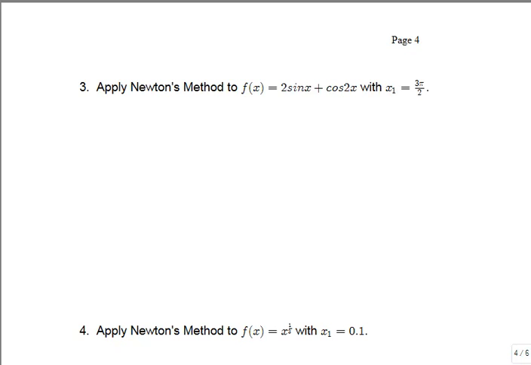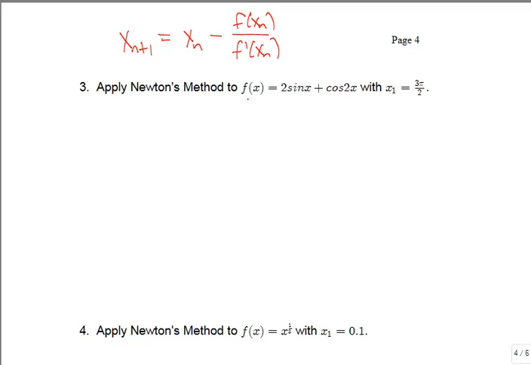All right, let's try another example. We're going to apply Newton's method to the function 2 sine x plus cosine 2x with an x sub 1 equal to 3 pi over 2. So Newton's method says x sub n plus 1 equals x sub n minus f of x sub n over f prime of x sub n.